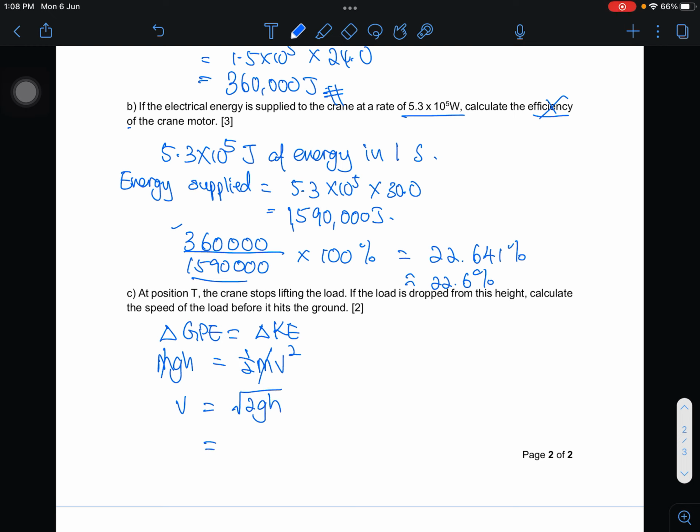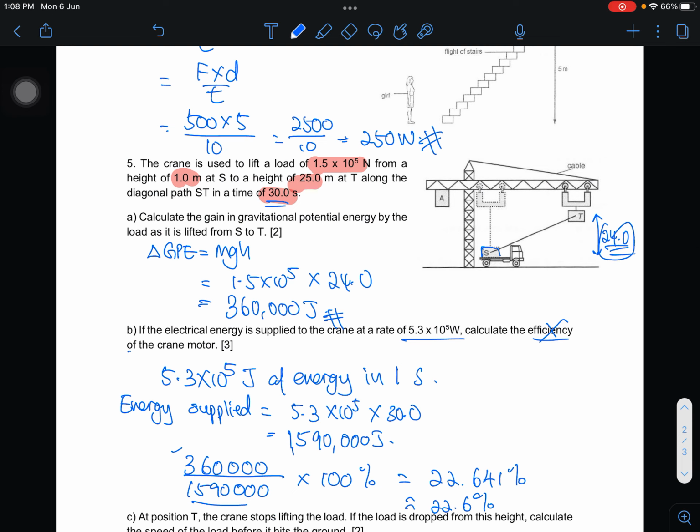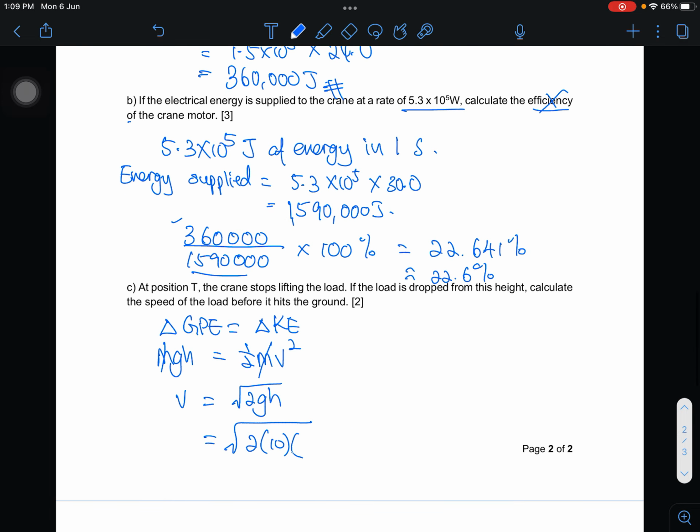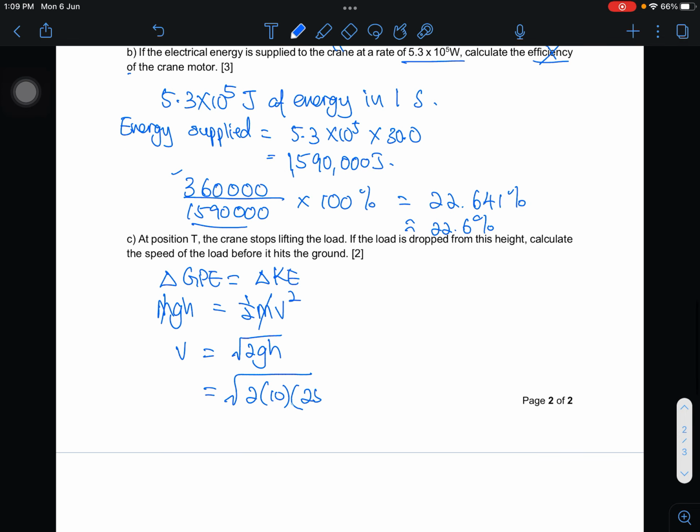square root of 2gh. So what is 2? Of course 2 is 2. g is 10. What's the h? Is it 24? No, it's no longer 24 because the load is now actually at 25 meters. Initially we used 24 because that was the height gained by the load, because it wasn't starting from the floor, it was on a lorry. So right now it's not going to drop 24 meters, it's going to drop 25 meters to reach the ground. So the height should be 25.0.